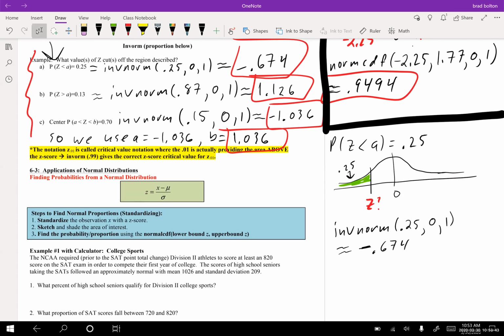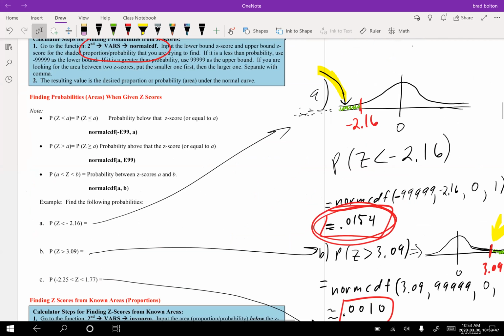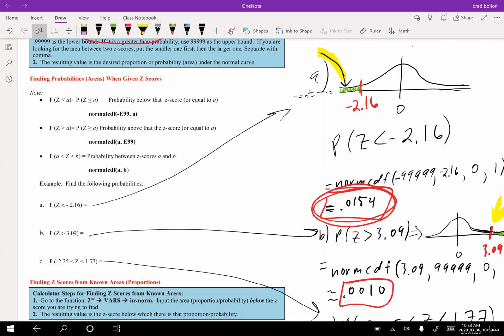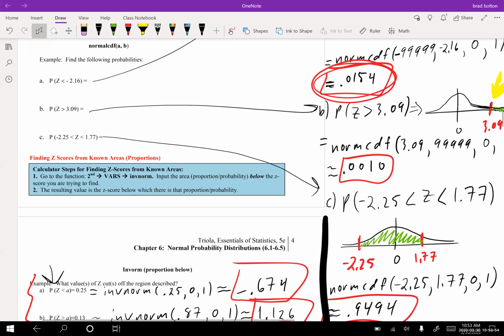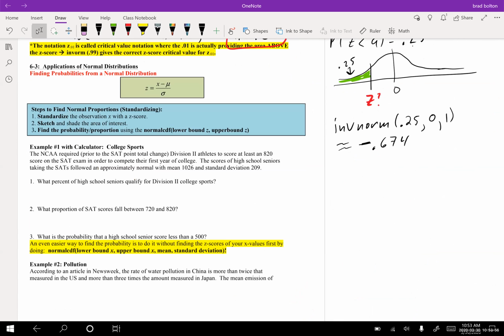So I have just found a Z-score that would give me that. And if you don't believe it, you could then go back up here and do one of these problems and do probability that Z is less than negative 0.674, the value that we found. We could do that. And guess what we would get? We would get 25%.